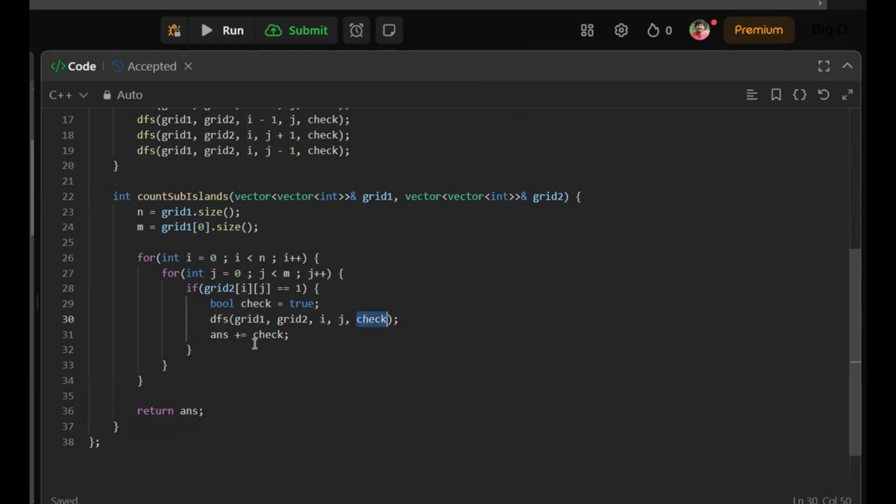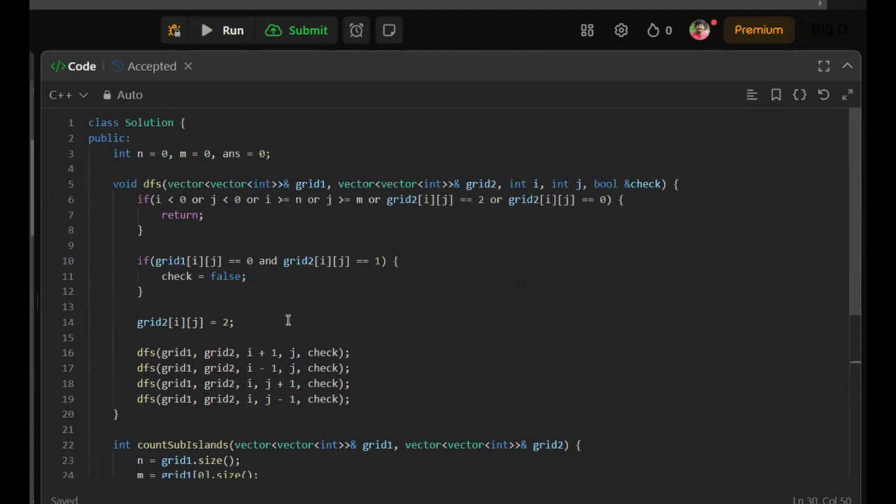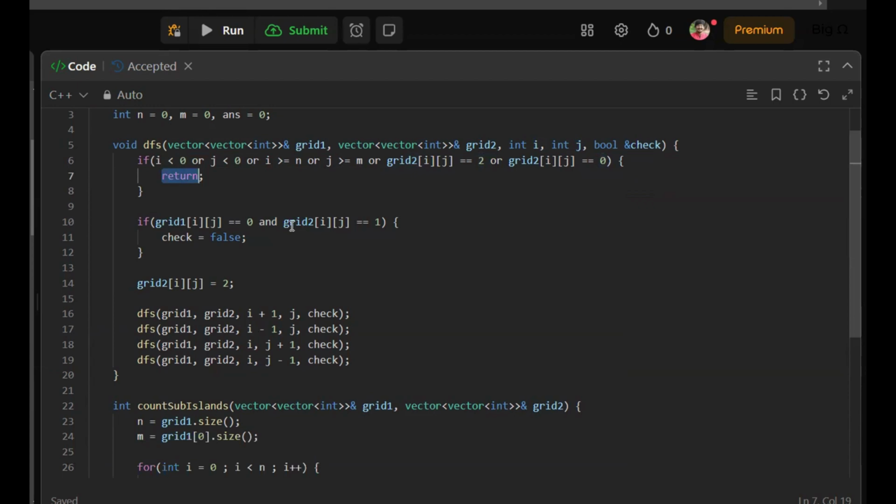Now, in the DFS function, if the corresponding i and j become out of bound, that means i is less than 0, or j is less than 0, or i is greater than or equal to n, or j is greater than or equal to m, or the corresponding cell is 2, or it is a water cell, we have to simply return. Otherwise, if the corresponding i and j value in the first grid is water, but in the second grid is land, we have to make check equal to false because the current island cannot become a sub-island.